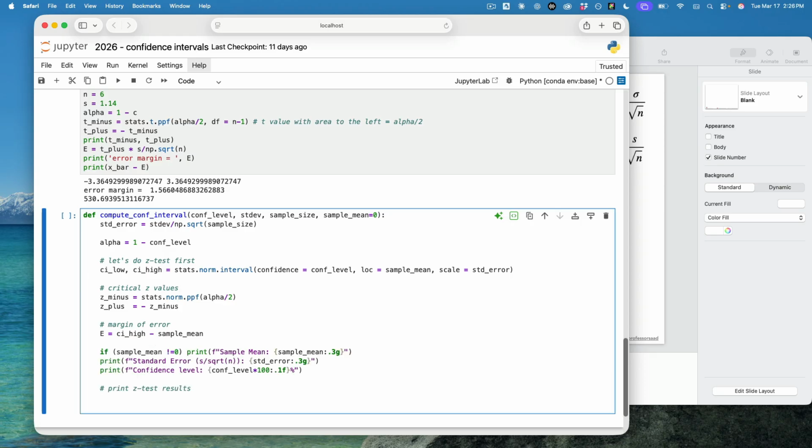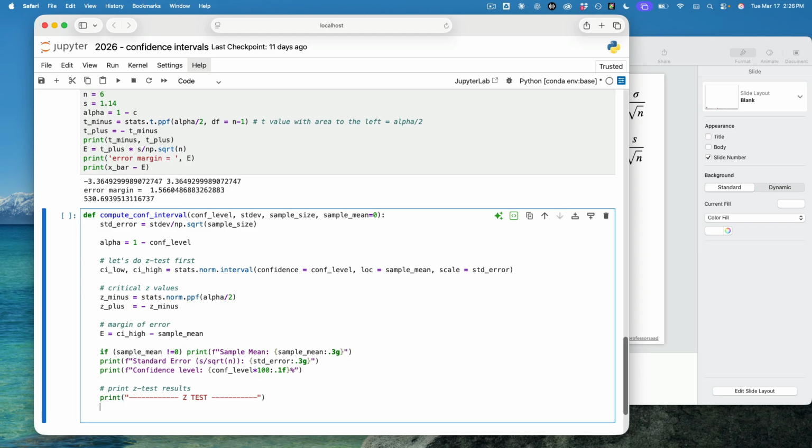Now we print the z results. Print z test. Okay, this applies only, you pick up the z-test results when you know the population standard deviation. And then print margin. We're going to print the margin of error.